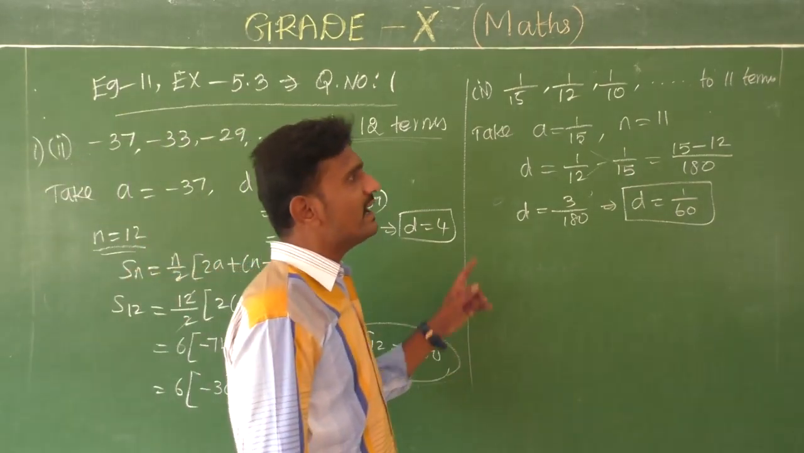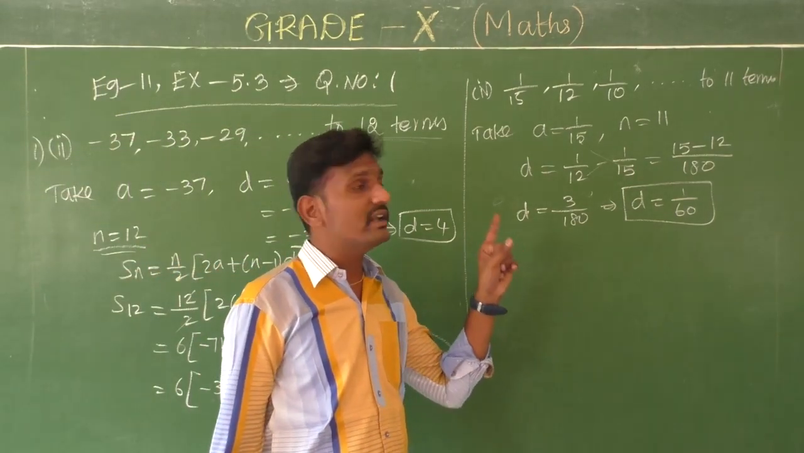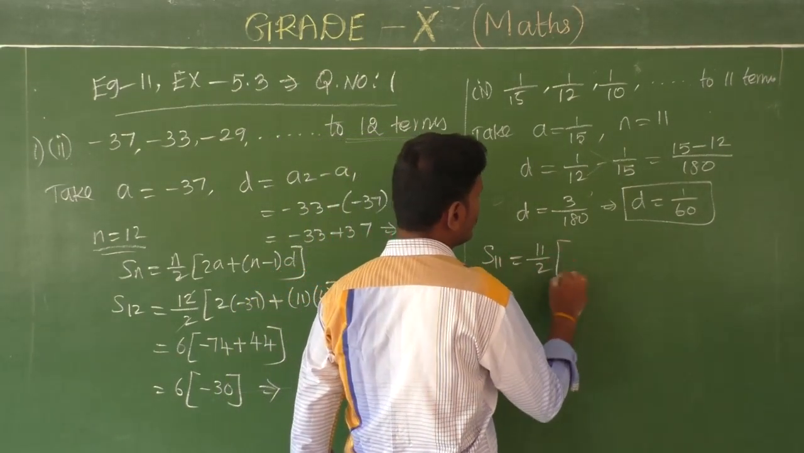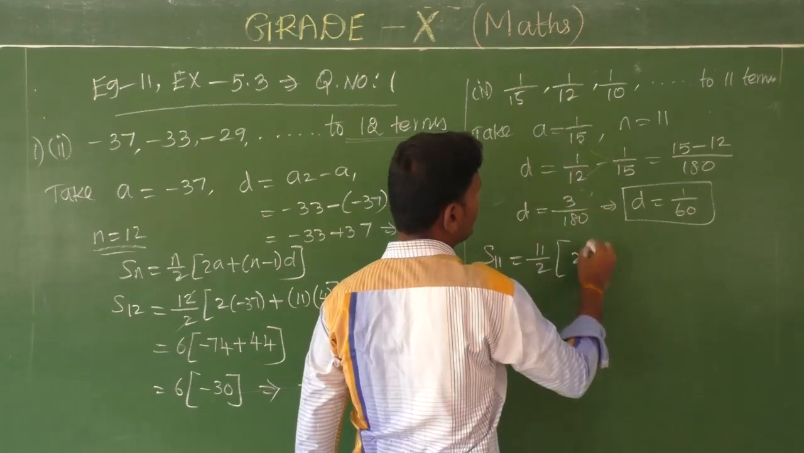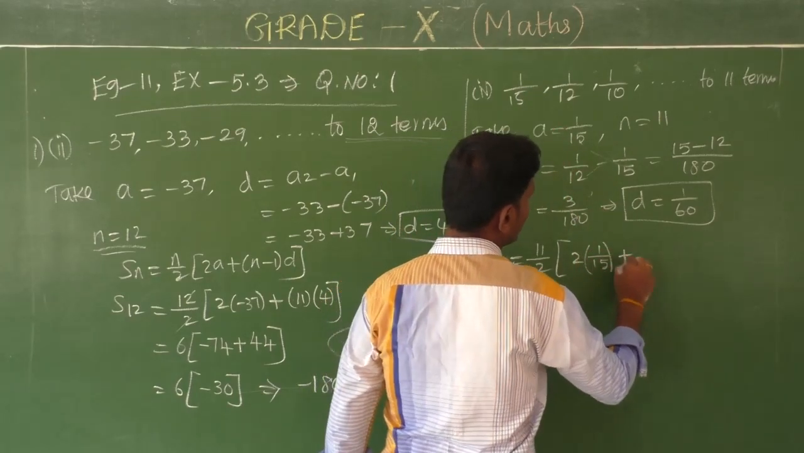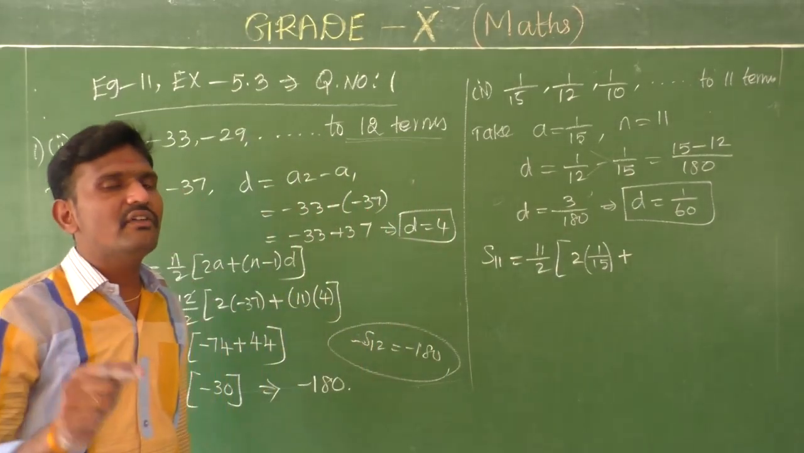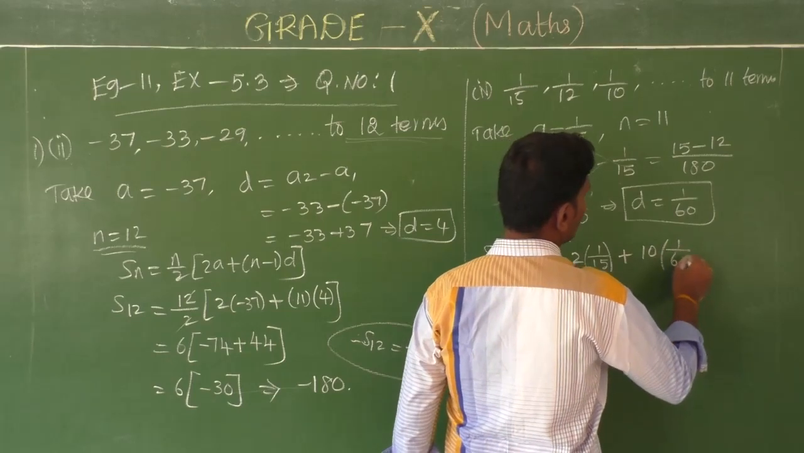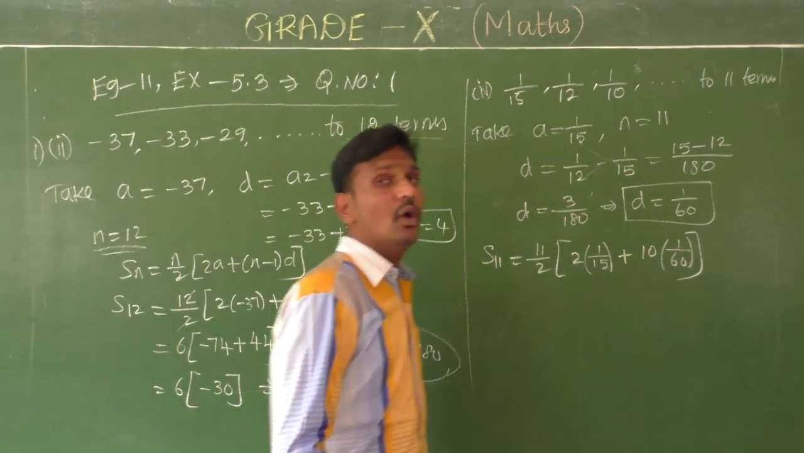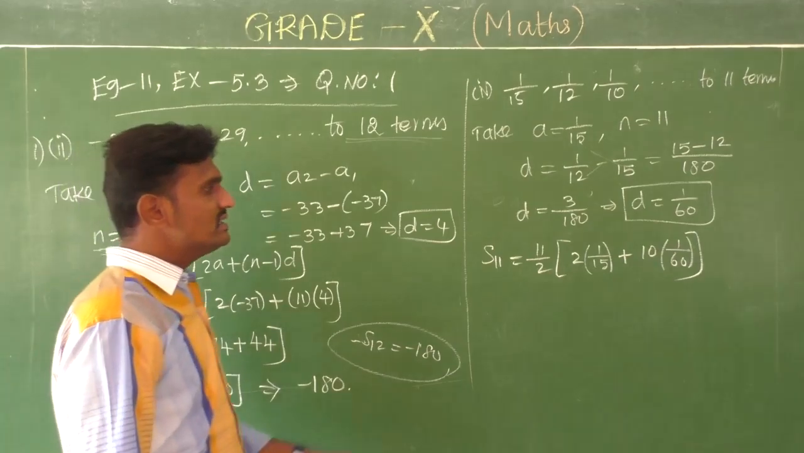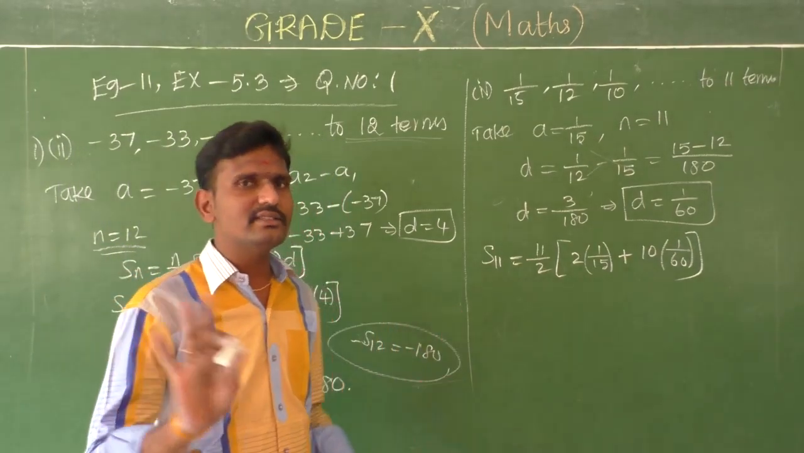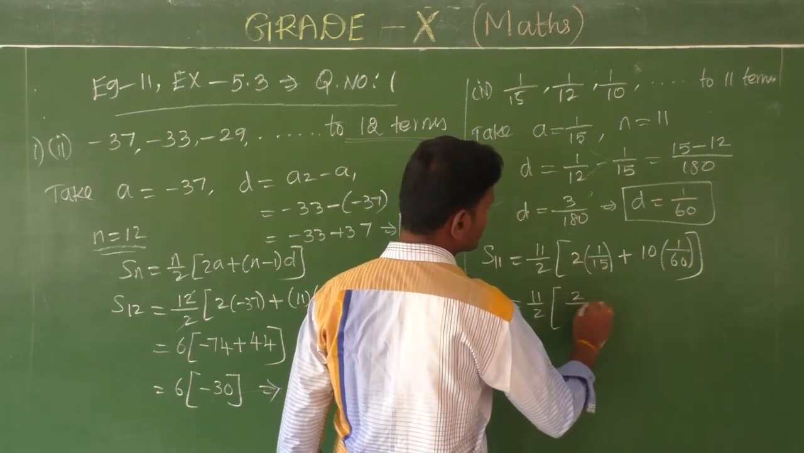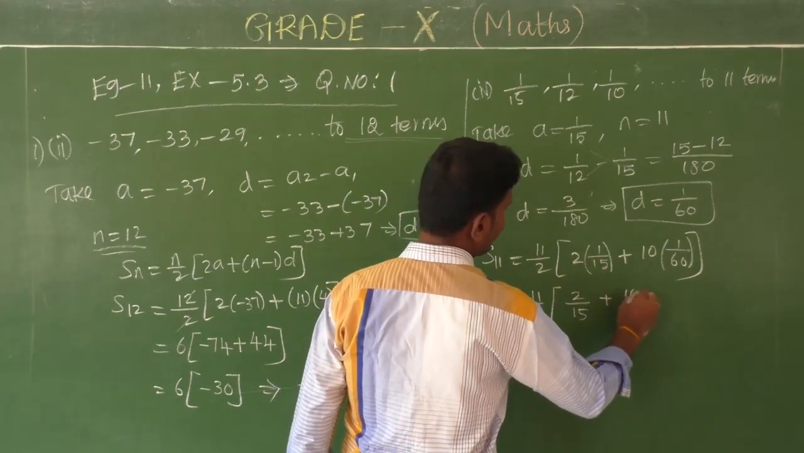Now I am going to find the Sn. n equals how much? 11. So S11 is equal to 11 by 2 into 2 into the value of A, which is 1 by 15, plus n minus 1, that is 11 minus 1, which is 10, 10 into d, which is 1 by 60. Now see, 11 and 2 we can't divide, so take the same number. 11 by 2 into 2 by 15 plus 10 by 60.